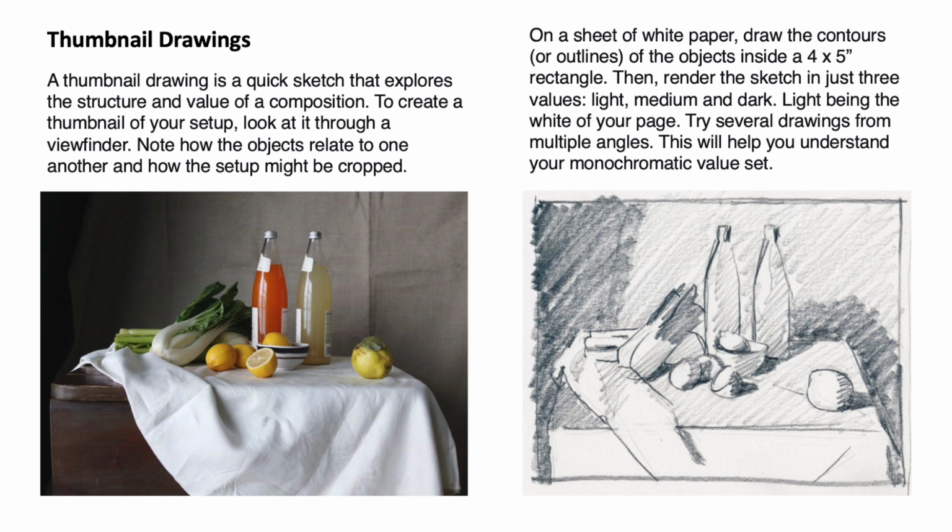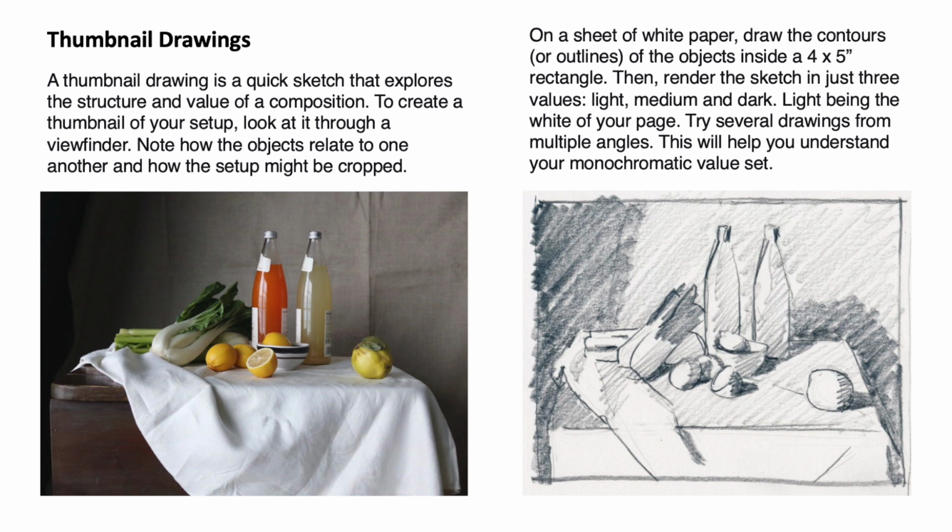A thumbnail drawing is a quick sketch that explores the structure and value of a composition. To create a thumbnail of your setup, look at it through a viewfinder. Note how the objects relate to one another and how the setup might be cropped. On a sheet of white paper, draw the contours or outlines of the objects inside a 4" by 5" rectangle. Then render the sketch in just 3 values: light, medium, and dark. Light being the white of your page.